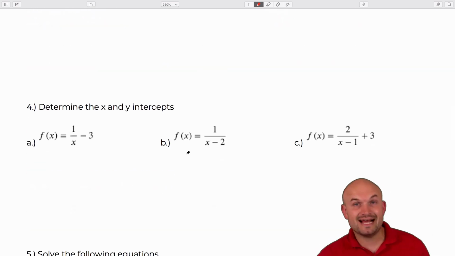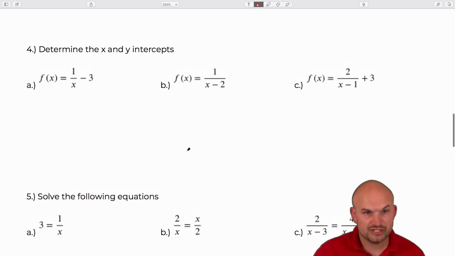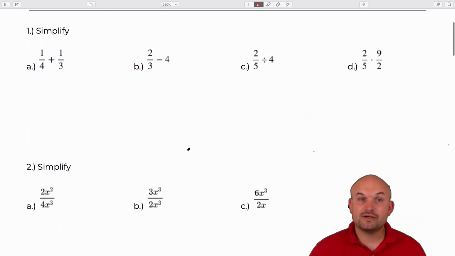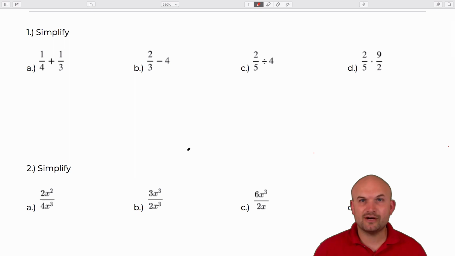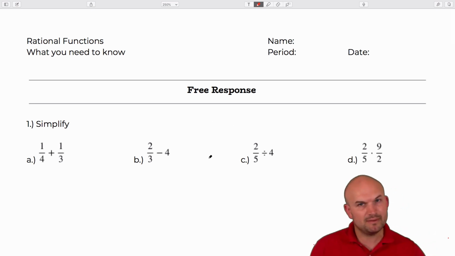We're going to go back through the x and y intercepts, this time just focusing on rational expressions. And then we'll look into solving equations when we have rational expressions in there. So let's go ahead and get started to refresh our brains as we prepare for rational functions. All right, so the first one might seem a little obvious for many of you, but it is something that a lot of people forget.